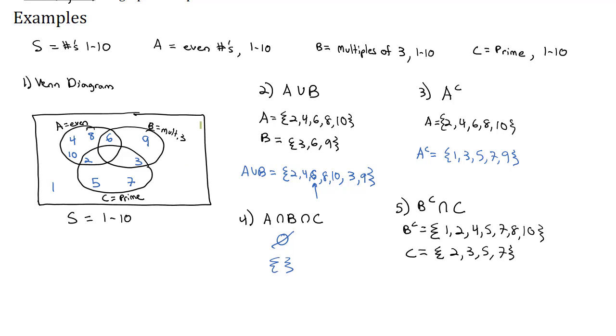So in other words, we're looking for on our graph B complement. That's everything outside of B. And we want to know where that overlaps with C. What are the numbers in common to both groups? Well, we can see that B complement and C overlap on the numbers 2, 5, and 7. 2, 5, and 7 are in both.